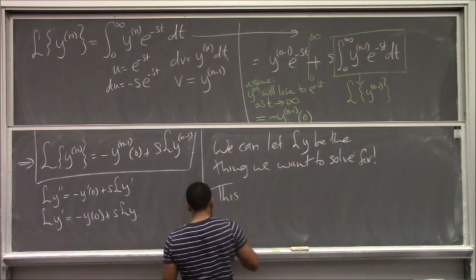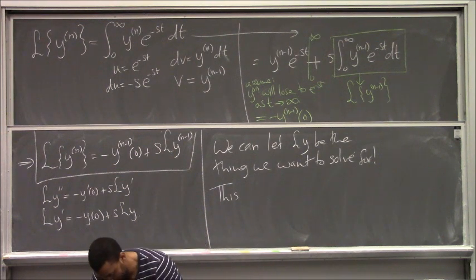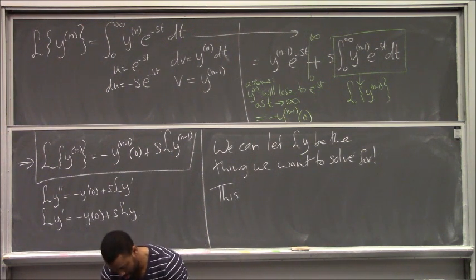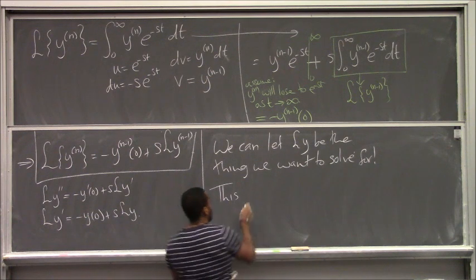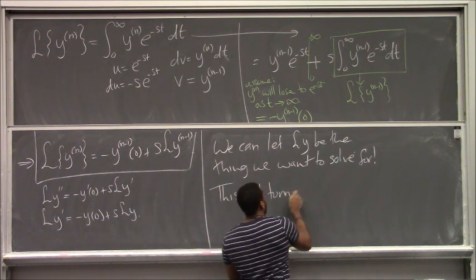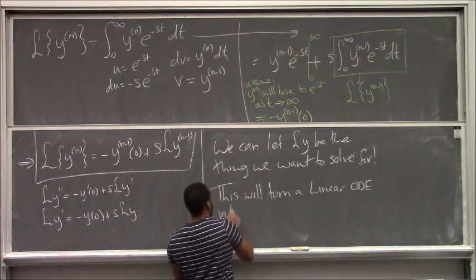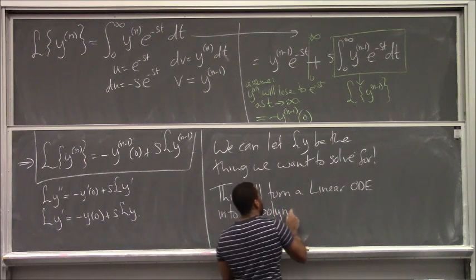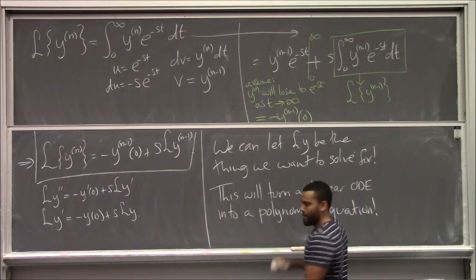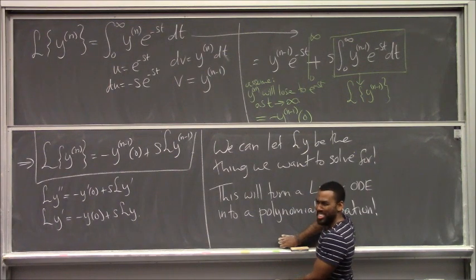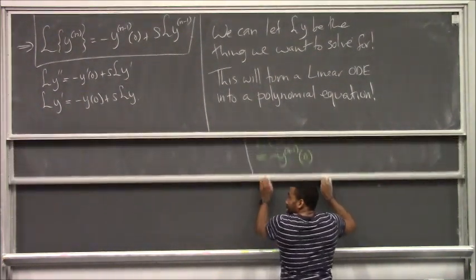Now, I know you might not see it right now, but I'm going to write it down and you're going to be like, that was so awesome. This will turn a linear ODE into a polynomial. No, you're crazy, what are you talking about? Okay, can you then use the other stuff to solve it?